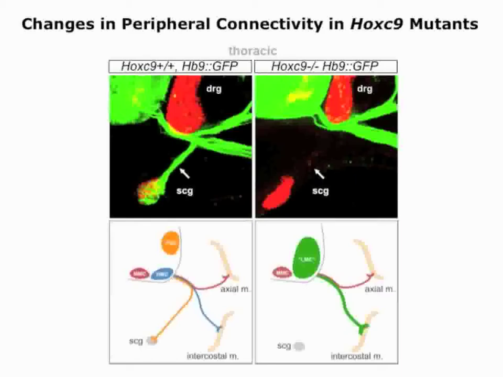To assess the consequences of the transformation of thoracic motor neurons to a limb-level fate, we bred HOXC9 mutants to a line in which all motor axons are labeled with GFP. We find that projections to the sympathetic chain are lost, with most of the ectopic LMC motor neurons targeting intercostal muscles. So based on these results, we decided to address the mechanism by which HOXC9 represses HOXC6 expression.